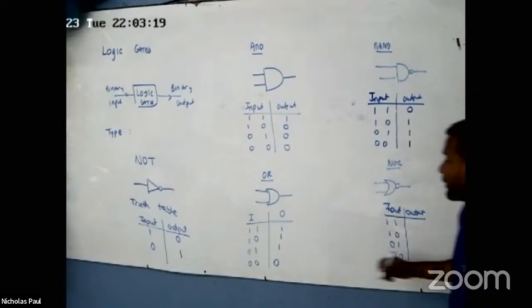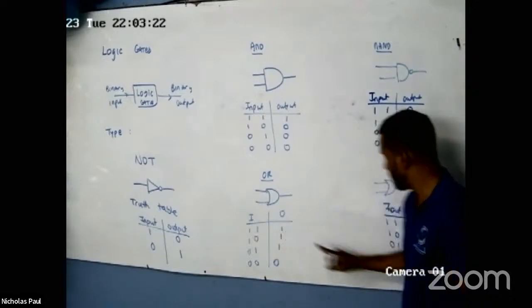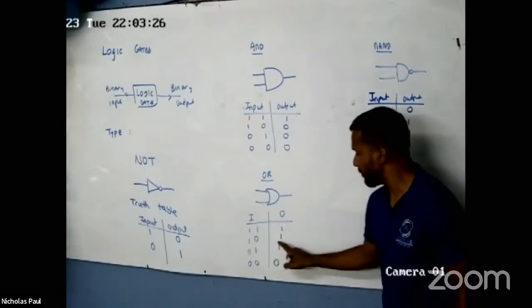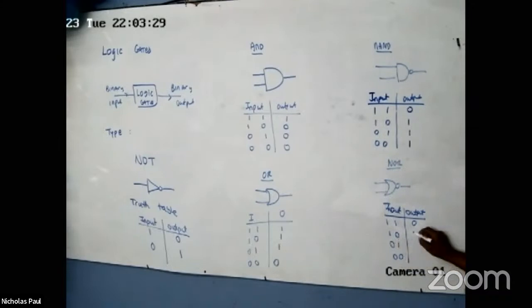So let's see. 1 1 gives you a 1, so 1 1 should give you 0. 1 0 gives you a 1, so 1 0 should give you 0. 0 1 gave you a 1, so that should give you 0. 0 0 is a 1. So the output is opposite, right? Not the input, the output. So the output is opposite. So you have to learn these gates, right? Now we're going to apply them, and I'm going to show you situations where you can actually use these gates. All right.